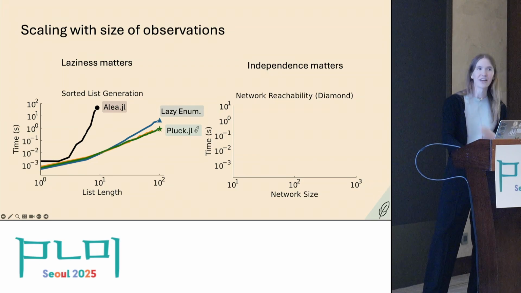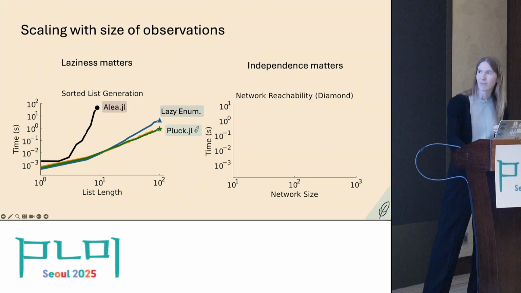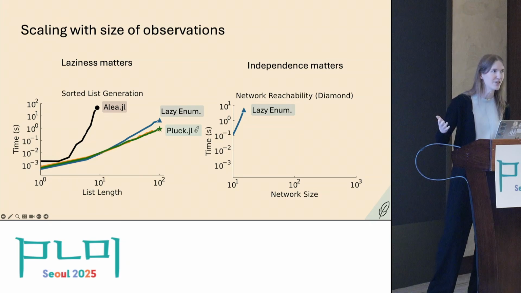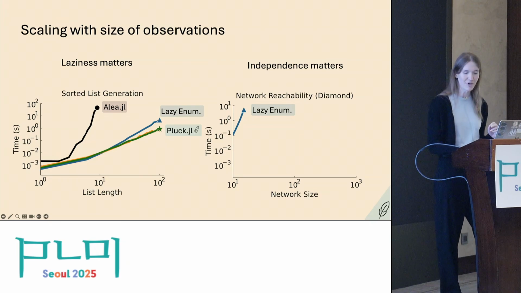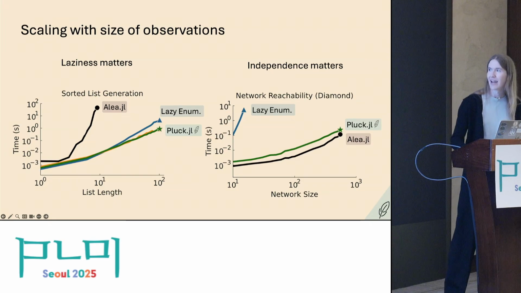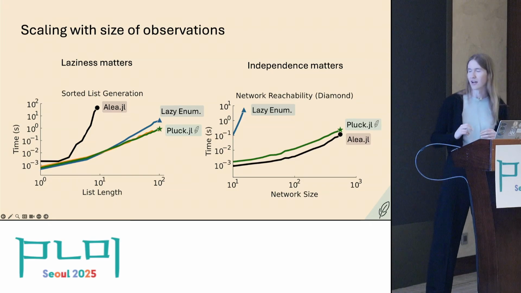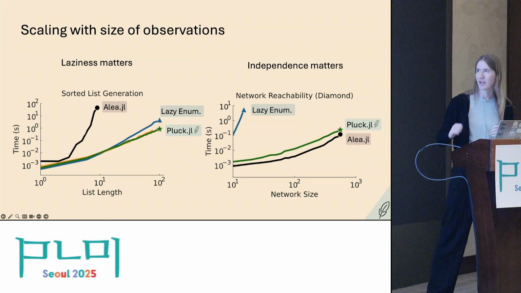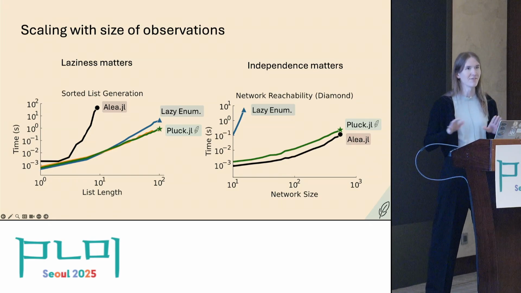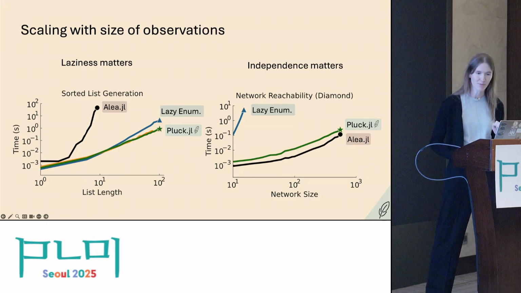And conversely, there are other places where the independent structure that you can exploit with knowledge compilation matters a lot. So here, lazy enumeration is not going to do well. It'll be exponential, and Pluck and Alia are similar polynomials. So Pluck can take advantage of the best of both of these worlds.